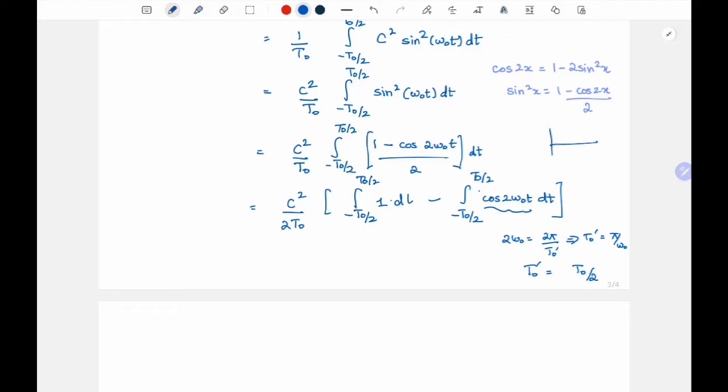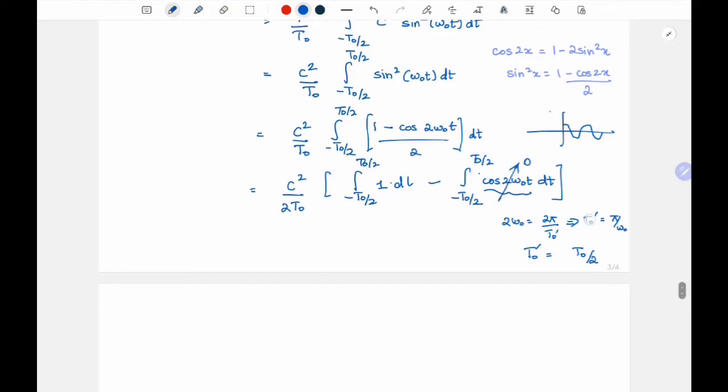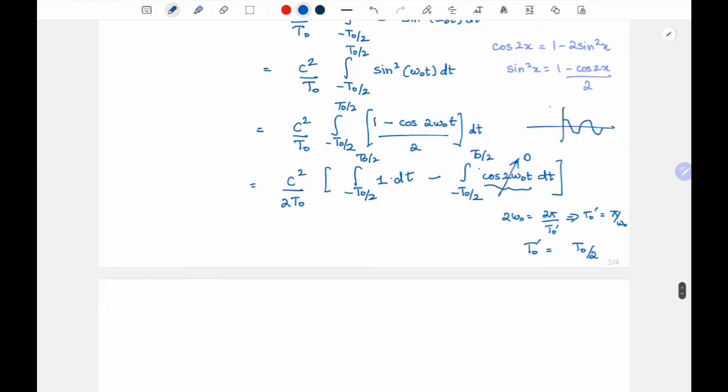But cos omega naught t, if you take over one period itself, I'll draw it as a cos, right? So over one period itself, its average will be 0. So if you take over any integer number of periods, it will be 0. So this term will go to 0, and we are only left with the first term.